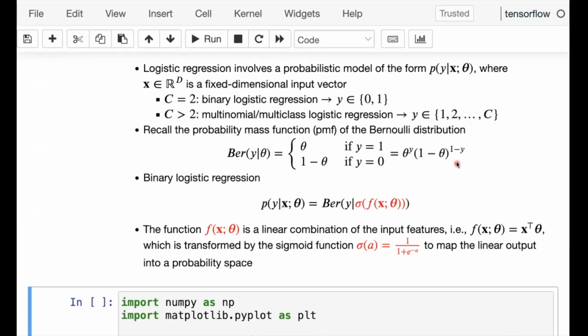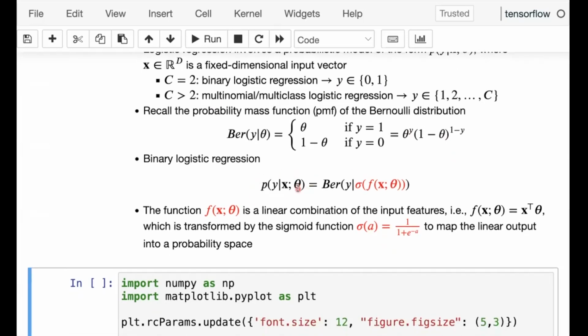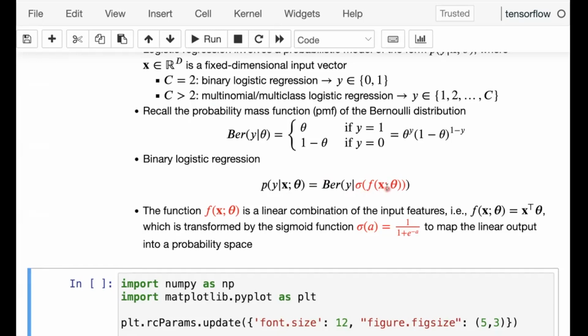So what is the connection with logistic regression? So this probabilistic model that we said is the main form of logistic regression can be written as the probability mass function for the Bernoulli distribution, where this parameter that determines whether we get 1 or 0 is in the form of sigma of f of x and theta.